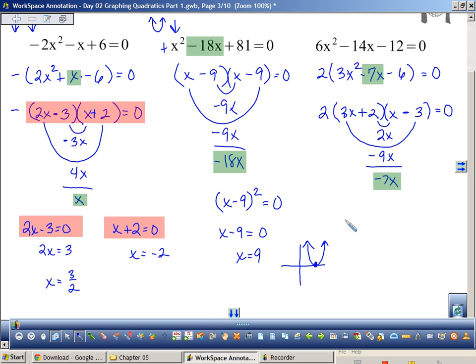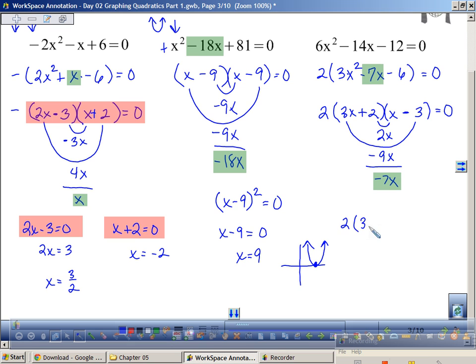All right, so we have 2 times 3x plus 2 times x minus 3 equals 0. We can't set 2 equal to 0 because 2 does not equal 0. So 2 doesn't affect us. 2 has nothing to do with the x-intercept. When it gets multiplied back in, it has something to do with the slope, but it's not doing anything with the x-intercept. Now, if there was an x next to it, then it would have something to do.